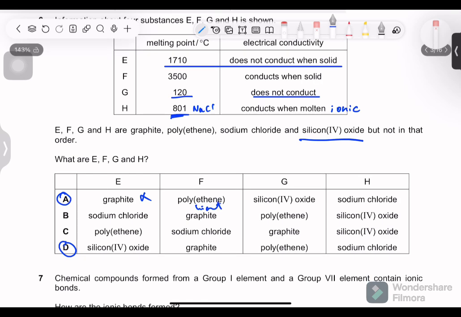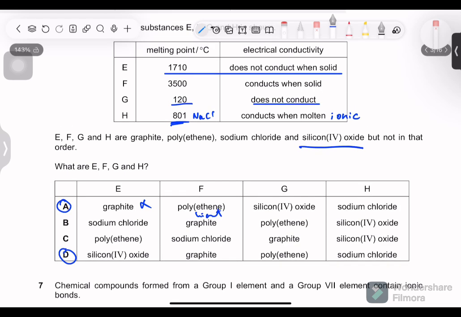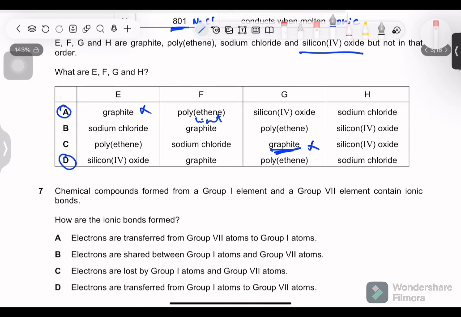So B is incorrect because of this. E, now polyethylene E does not conduct when solid, and G does not conduct. So this is incorrect because G conducts, graphite conducts. So G cannot be graphite. So thus option D is correct.